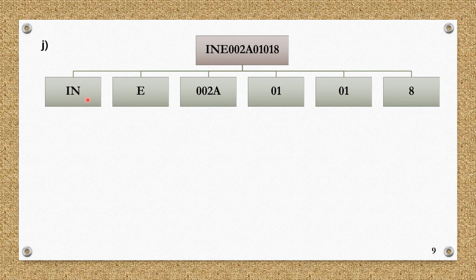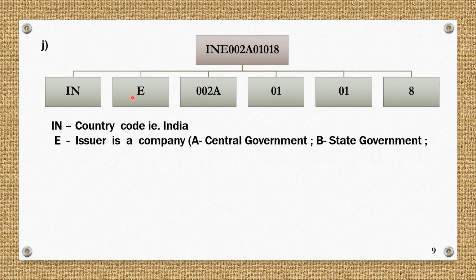The first one being IN. What is IN over here? The IN represents the country code, that is, in our case, it is India. So IN over here stands for India, which means that the company over here is an Indian company which is issuing its securities. The second part being E.